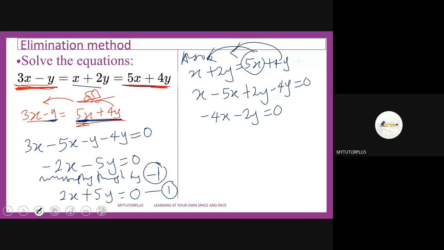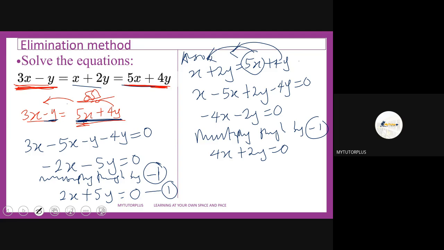Then let's go to the second one. The second one, you follow the same approach. I believe you can understand the step we took for that one too, right? Yes. So what we're going to do next is multiply through by minus 1. So if you multiply through by minus 1, what am I going to have? Minus 1 times minus 4x gives me 4x. That will give me 4x plus 2y equals to 0.